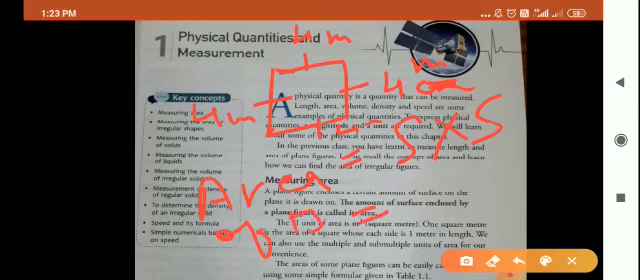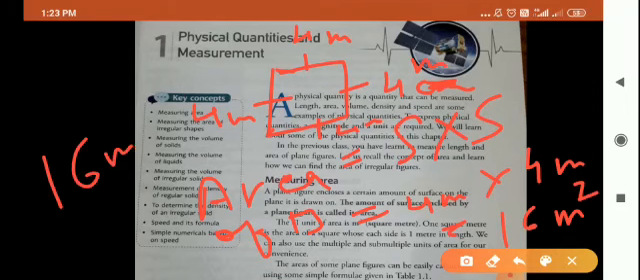What is the value of one side? 4 meter, into the value of the other side, again 4 meter. So 4 into 4, how much? 16. And meter is also getting multiplied. Meter into meter is meter square, or square meter. So the area of the square is 16 square meter.